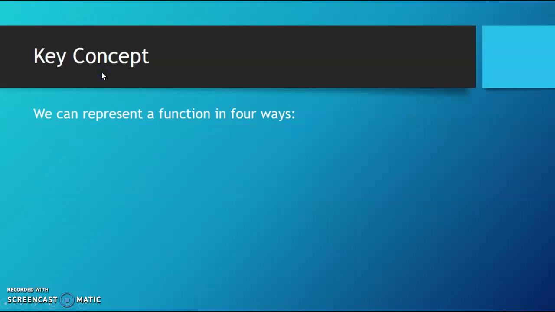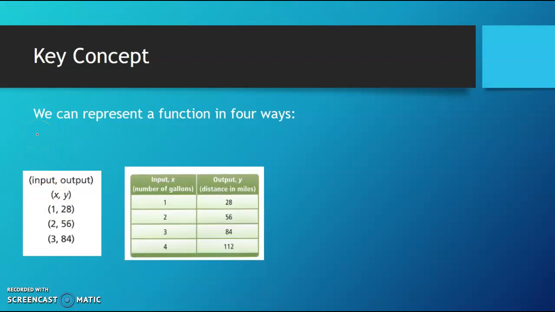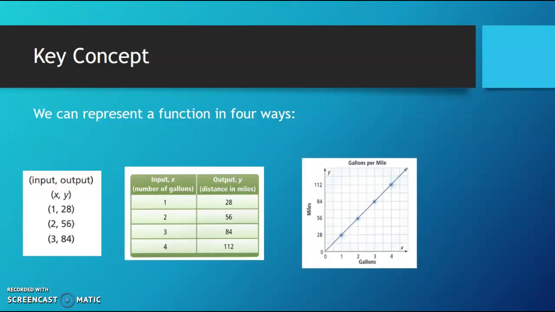So we can represent a function in four ways. We can do ordered pairs, we can do a table, we can show it in a graph, or we can show it with an equation. All of these are representing the exact same function.